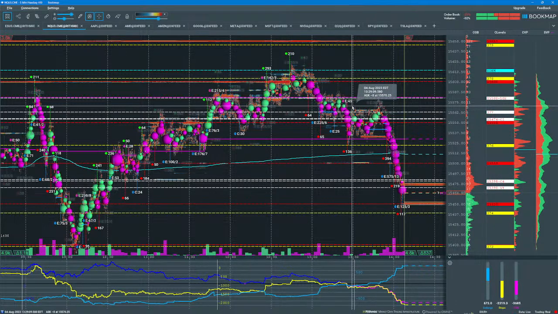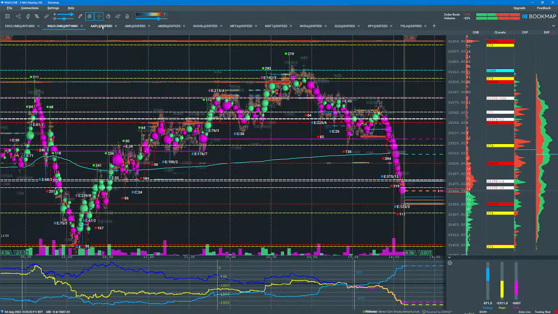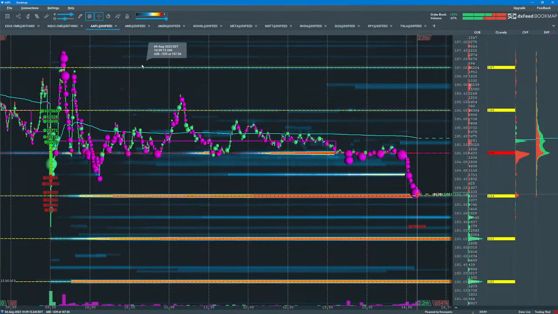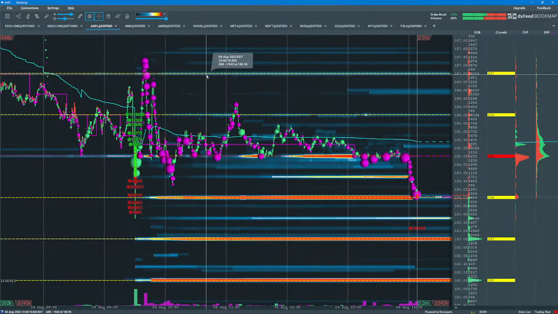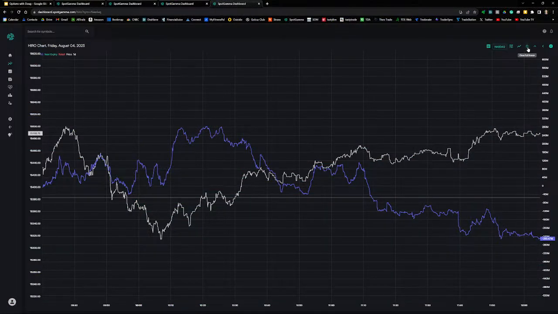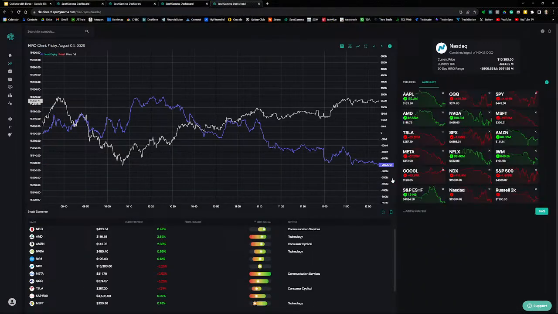So I want to start with stocks that reported earnings yesterday. That was Apple and Amazon. Let's take a look at Apple. Apple has been consolidating for most of the day and now is starting to move lower. Let's see what options traders have been doing in Apple today. So let's go back to Hero, and we'll go to Apple.